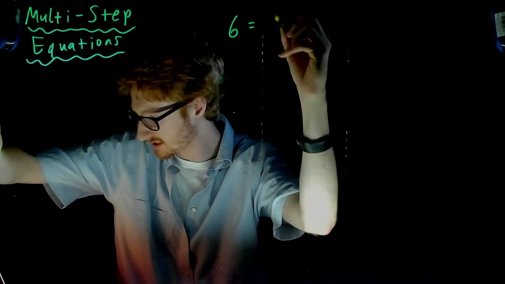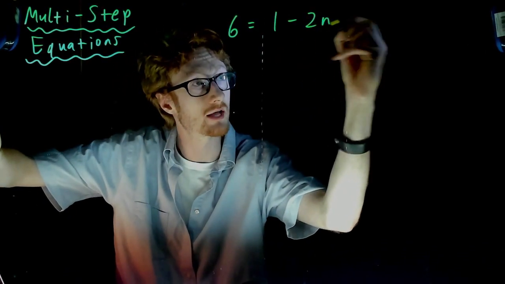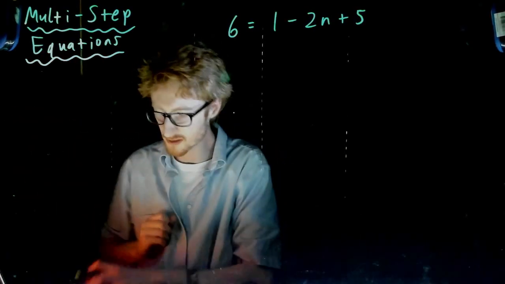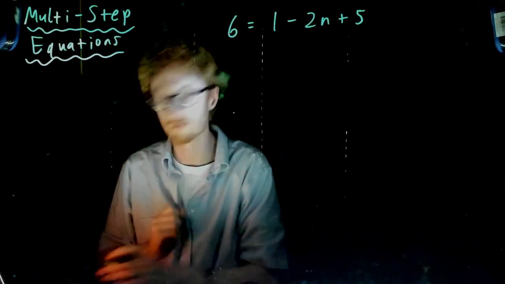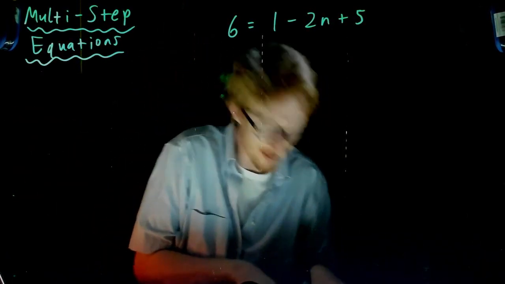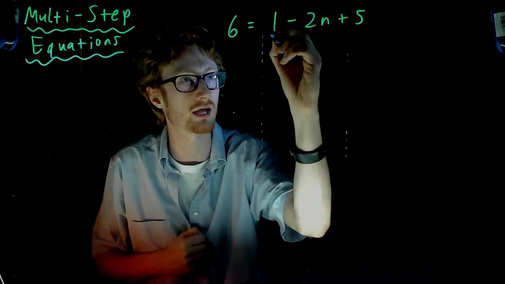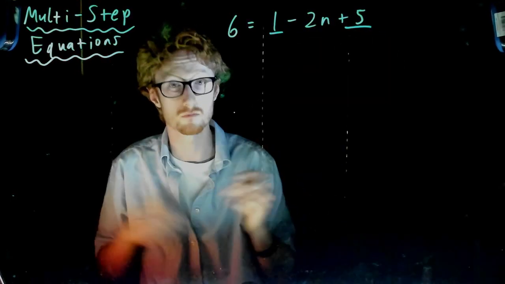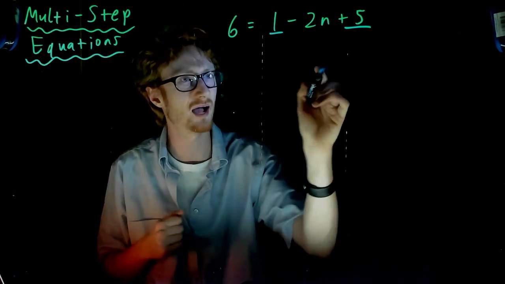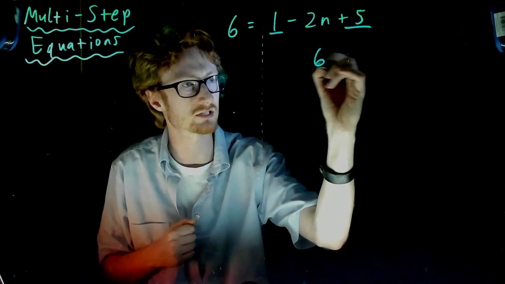Here's our first one. 6 equals 1 minus 2n plus 5. Now, you may say that looks a little bit strange. It doesn't look kind of like the ones we've always done. Well, it's because they kind of didn't do something. Remember when we talked about combining like terms? This is where it's going to come into play. Notice I have this 1 and this 5 here. Well, they are like terms, right? So they can combine. What's 1 plus 5? Well, that'd be 6, right?